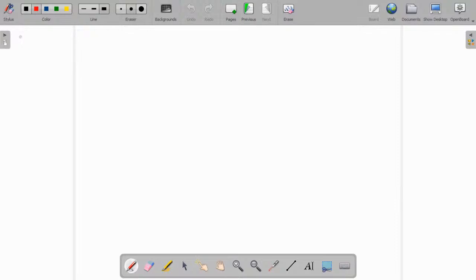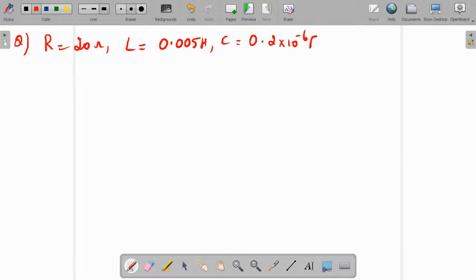Next question. Given R is equal to 20 ohm, L is equal to 0.005 Henry, C is equal to 0.2 into 10 to the power of minus 6 farad, and source voltage is 100 volt. First subdivision, find the frequency at which current is maximum.